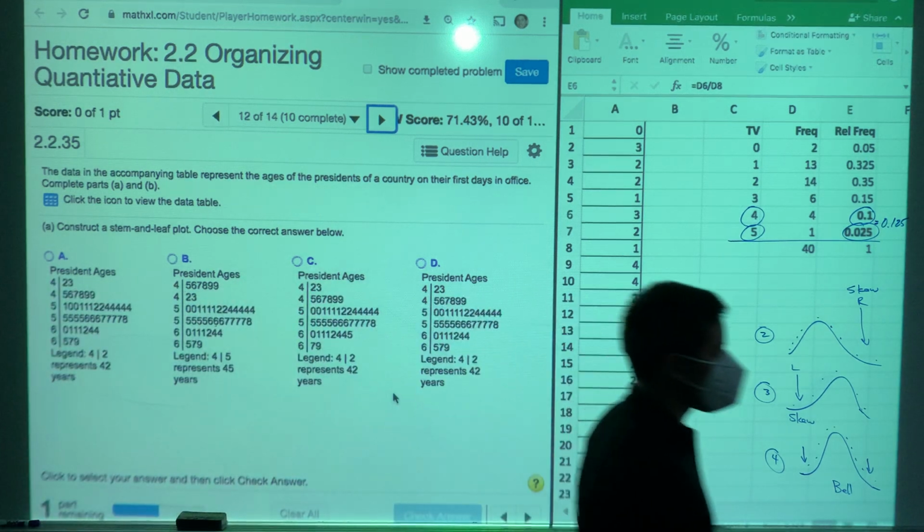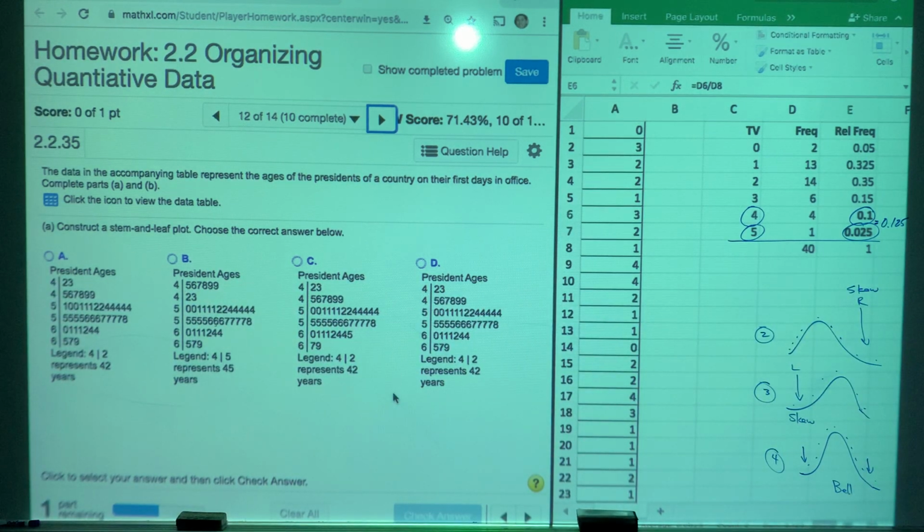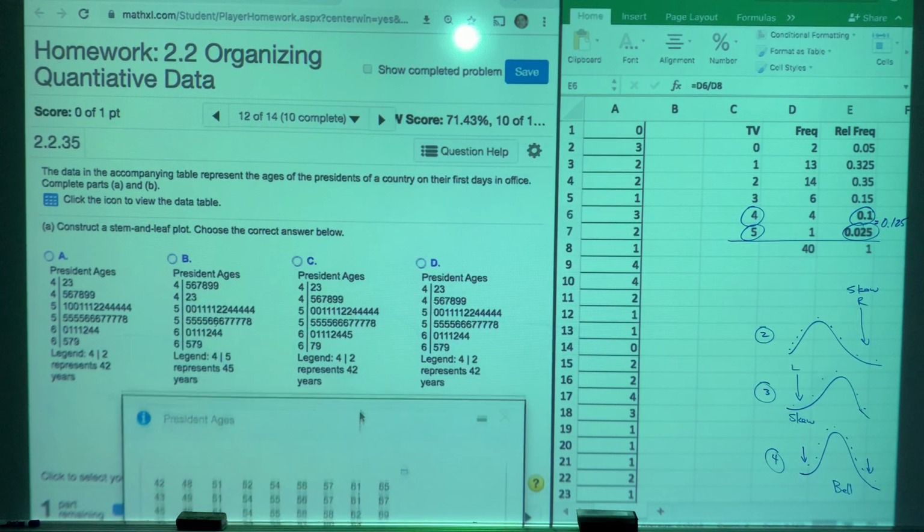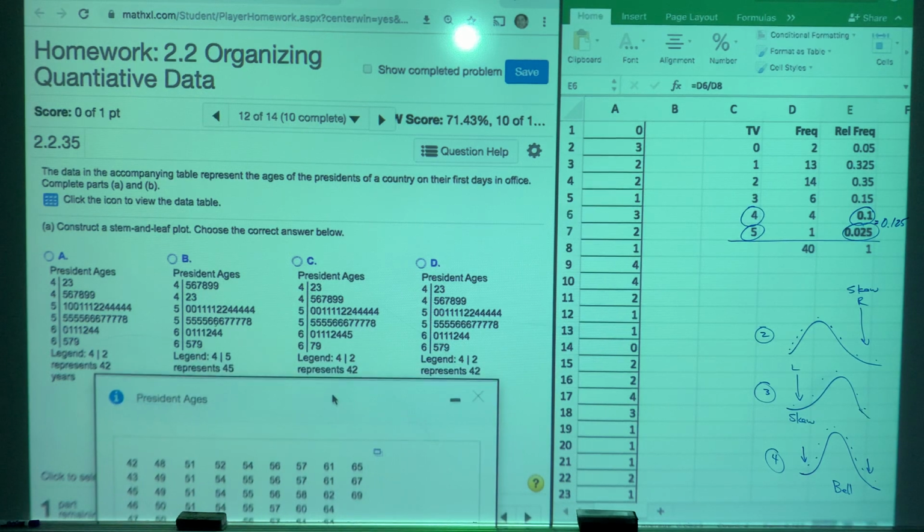All right, so number 12, we return to a stem and leaf plot display. The data in the accompanying table represent the ages of the presidents of a country on their first days in office. Complete parts A and B. So here's our table, let's go look at our table. So here's our table of presidents' ages, all right?